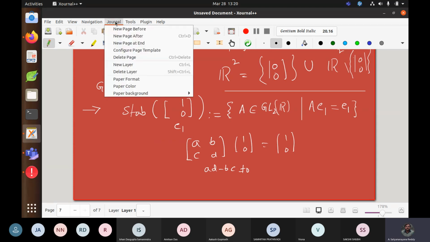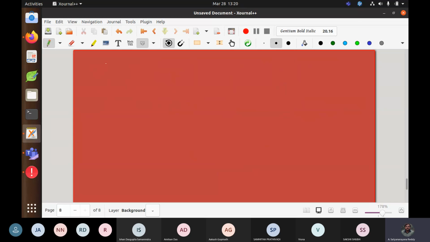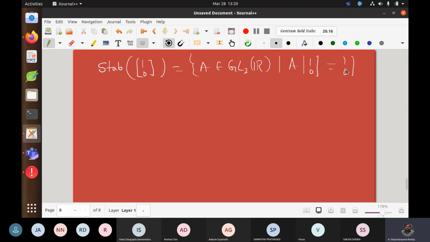What is that set? Okay, think about it. I'll write again here. Stabilizer of (1, 0). The stabilizer of (1, 0) is the set of all matrices belonging to GL2 of R such that A times (1, 0) is equal to (1, 0). Right? So I'll take ABCD. So GL2R actually has to come here, okay, with the condition. Okay, so now tell me.